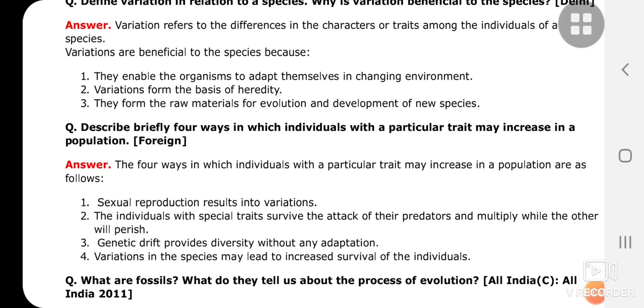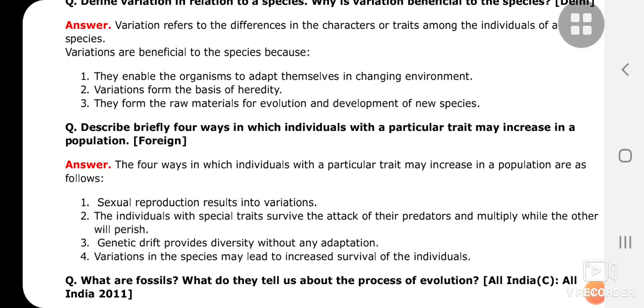See, here is another question. Describe briefly 4 ways in which individuals with a particular trait may increase in a population. The 4 ways in which individuals with a particular trait may increase in a population are as follows.